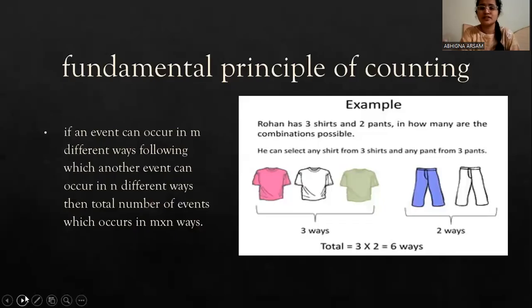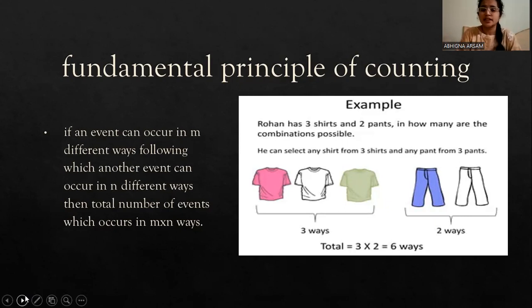Now, let us start with the fundamental principle of counting. It is nothing but, suppose we have an event A which can occur in m different ways, and another event B can occur in n different ways. Then the total number of events could be m into n ways. Let us understand it with an example. Let us say a person named Rohan has three shirts and two pants. In how many ways are combinations possible?